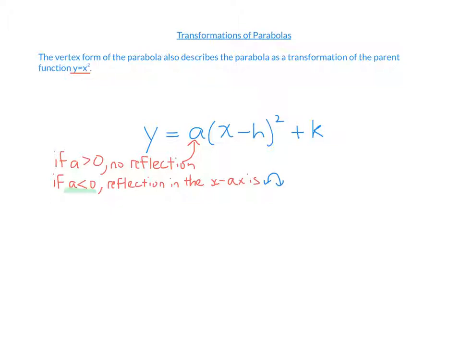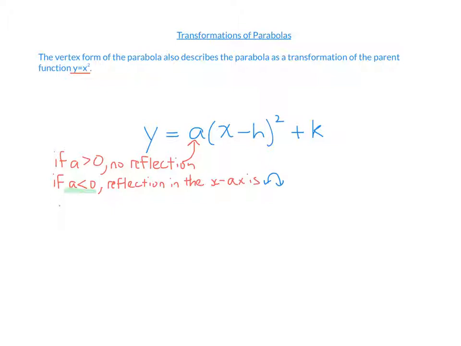Now the other thing we talked about is how that a value tells you whether you have a wide opening or a skinny opening. And any value of a that's between -1 and +1, not including 0, a can't be 0, or that gets rid of our x squared and we don't actually have a parabola anymore. But if your a value is between the -1 and +1, or close to 0, those ones are the wider ones. And what we say in terms of transformations is that we have a vertical compression by a factor of 1 over a.